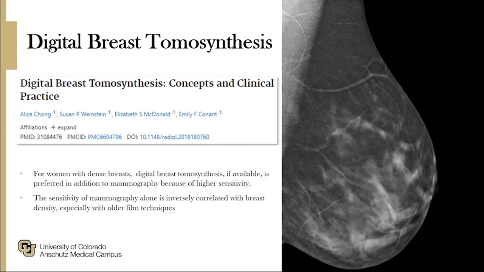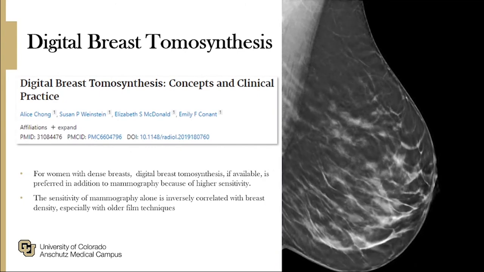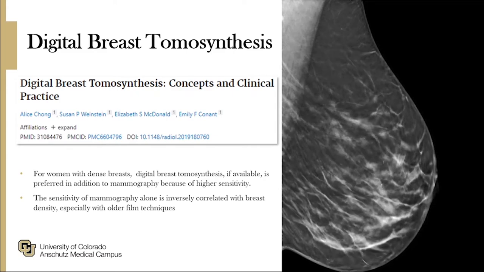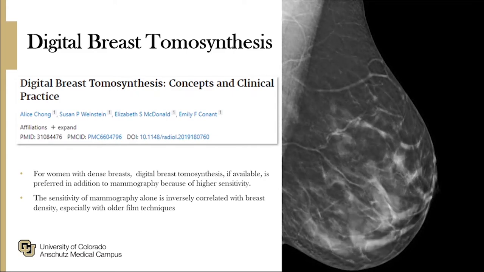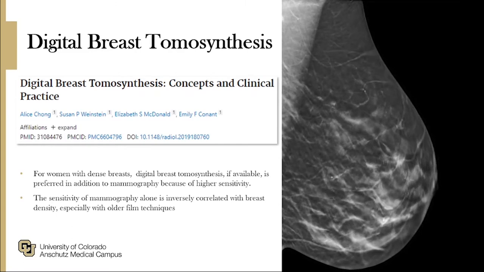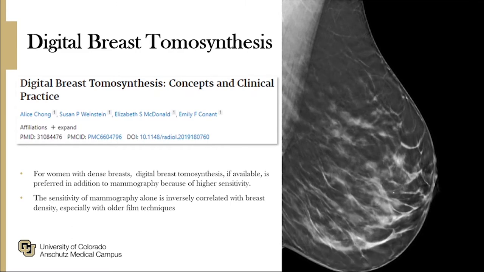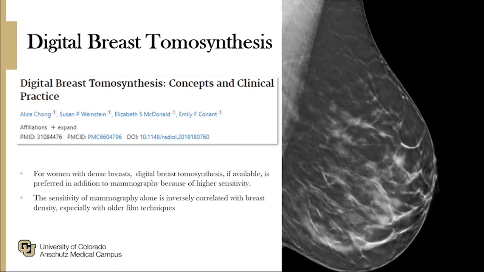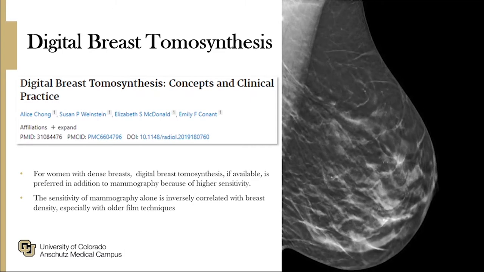When available, a digital breast tomosynthesis will be performed alongside a screening mammogram. Early data shows that continued implementation of digital breast tomosynthesis is associated with improvements in screening outcomes, including increased cancer detection rates and improved specificity across all breast densities. To the right is our patient's digital breast tomosynthesis at screening.